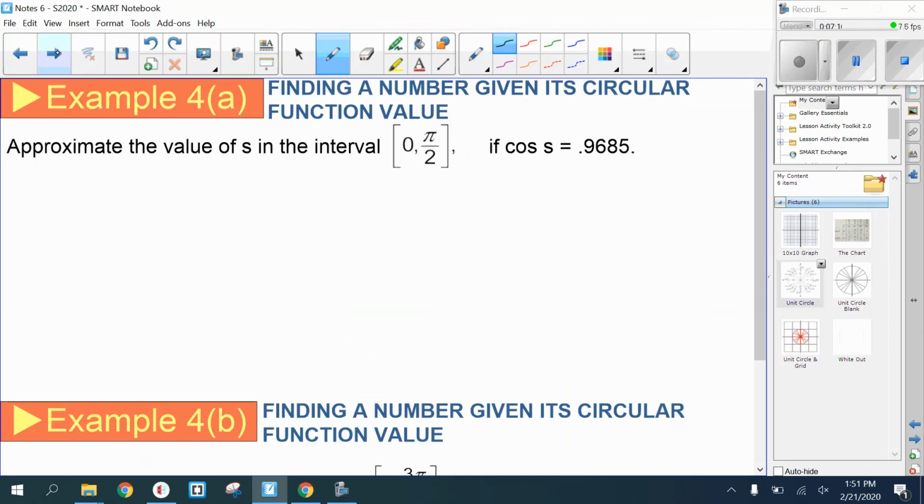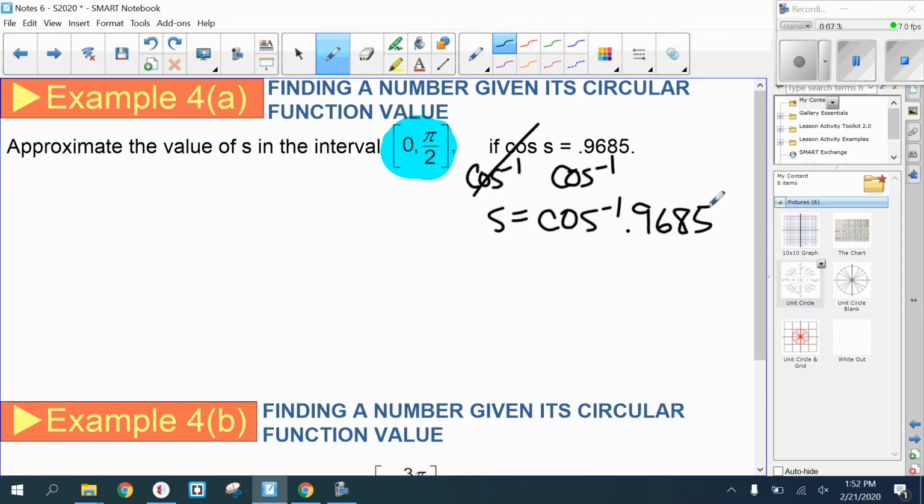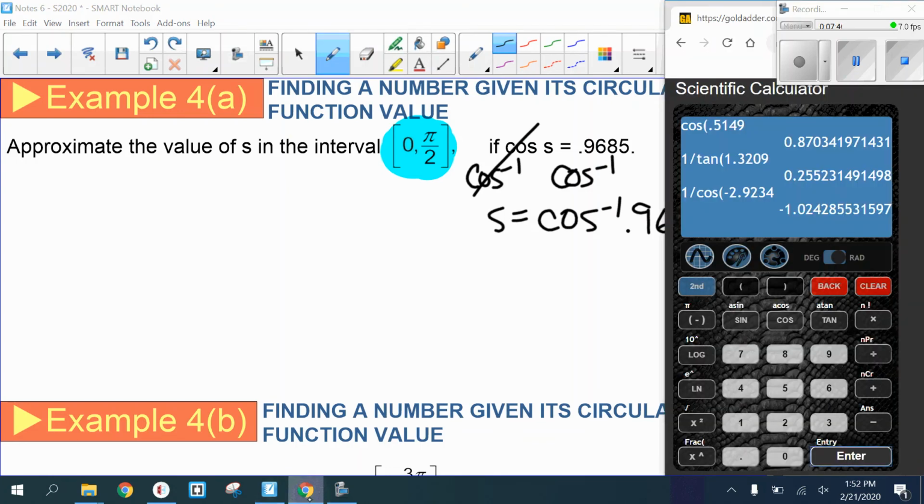So we go to example 4a, and we're solving an equation, and you're supposed to pay attention to this interval right here, because that tells you where the answer is going to be. Solving this equation, you're going to have to do an inverse cosine. All I'm doing is trying to isolate. You're going to isolate the variable by undoing the operations. You're doing an inverse cosine in this problem. So S is going to equal inverse cosine of 0.9685. That's a pretty straightforward calculator computation.